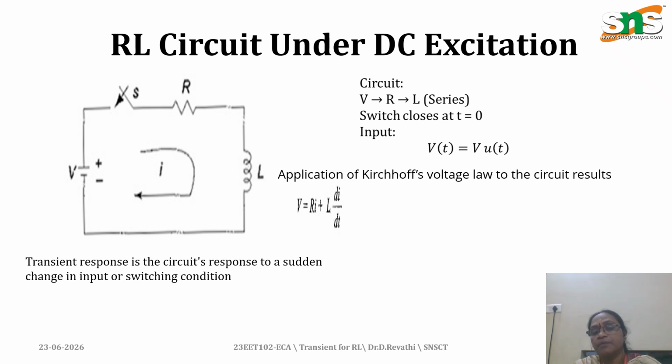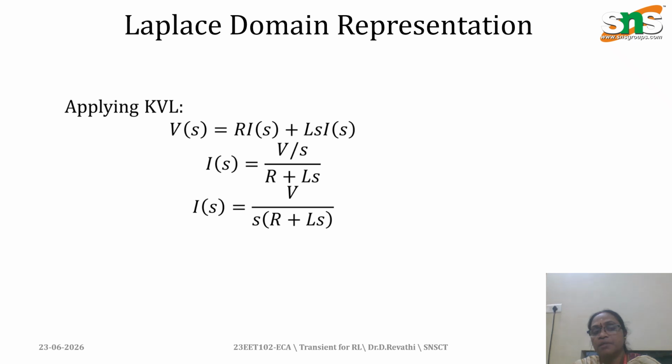First we apply Kirchhoff's voltage law in the circuit and write the equation: V is equal to R into I plus L into di by dt. Applying KVL in the Laplace form, V of S is equal to R I of S plus L S into I of S. So I of S is equal to V by S divided by R plus L S. From that we find the value of I of S.